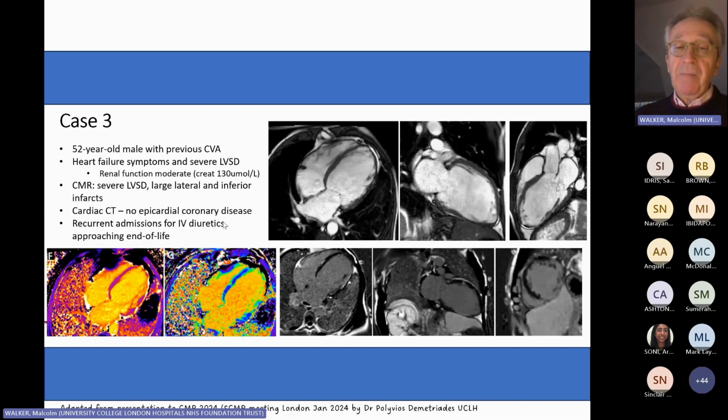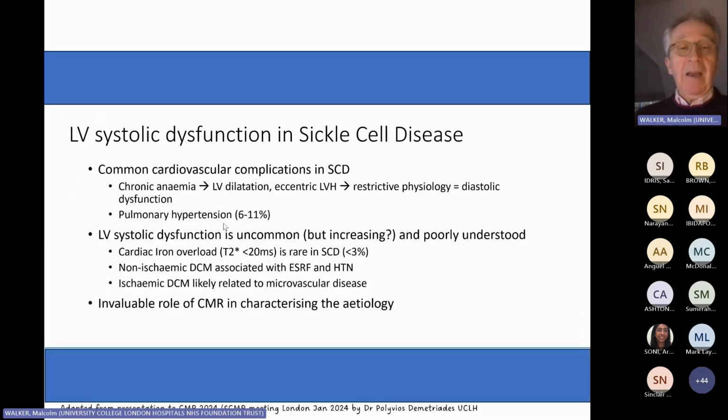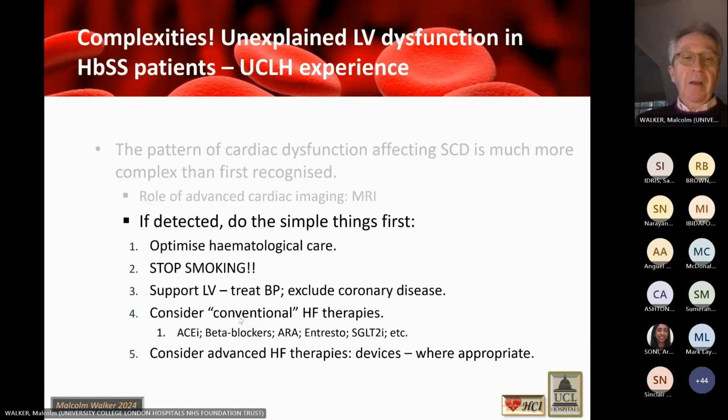So we've seen three patterns there: iron overload, non-fibrotic dilated cardiomyopathy associated with renal failure, and an ischemic dilated cardiomyopathy not related to epicardial coronary disease, but probably related to microvascular disease. So although there are some common complications, we do see a small number, but a very, very difficult to manage group with systolic dysfunction. And we are increasingly relying on the CMR to help us understand the etiology, which I hope in turn will help us understand how better to prevent these complications.